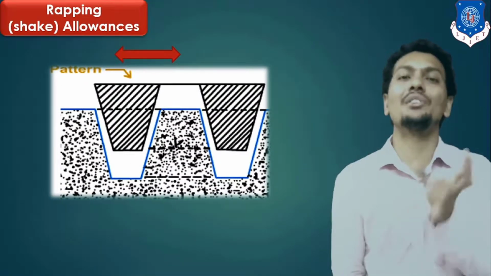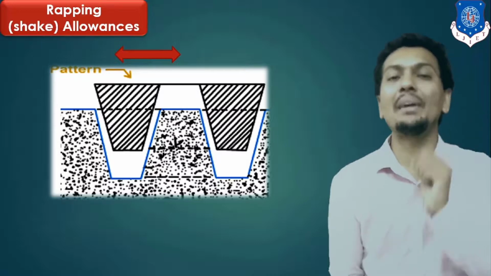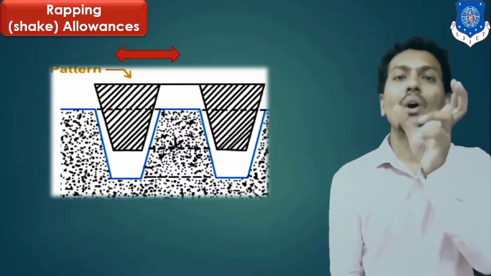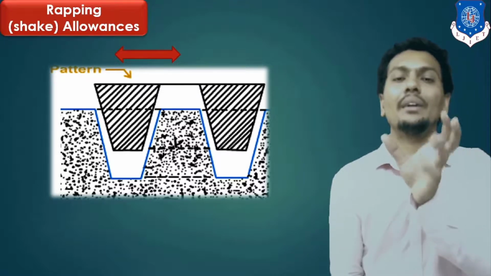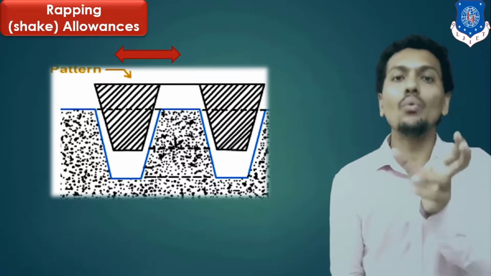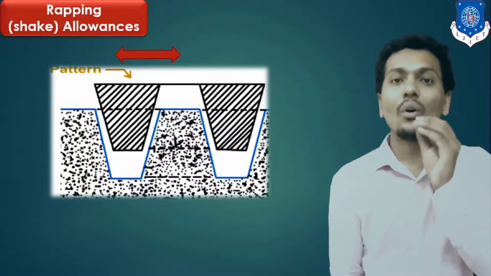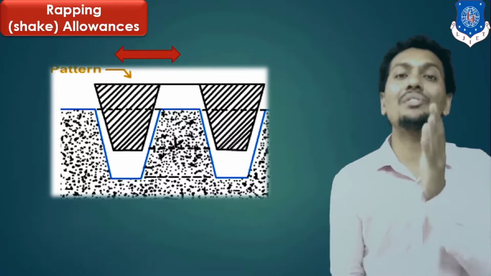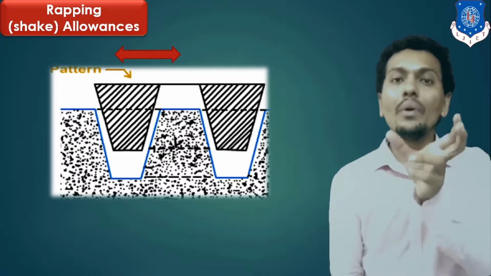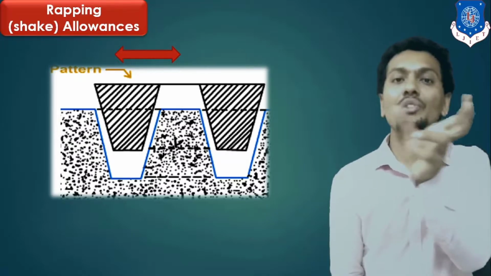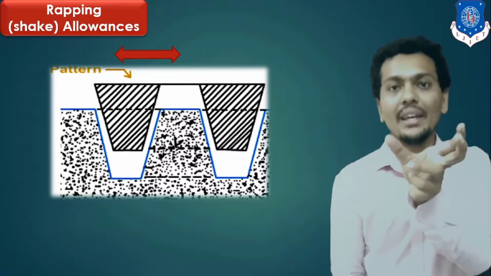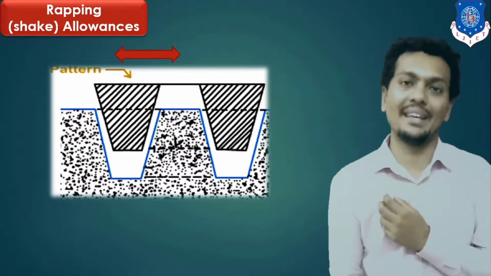After that, here I mentioned the shake allowance or wrapping allowance. So what is the concept of shake or wrapping allowance? While removing the pattern, how can the laborer remove the pattern? I mentioned in this figure. While removing the pattern, your laborer will shake your pattern a little aside like this. After that, he or she can remove the pattern easily, right?